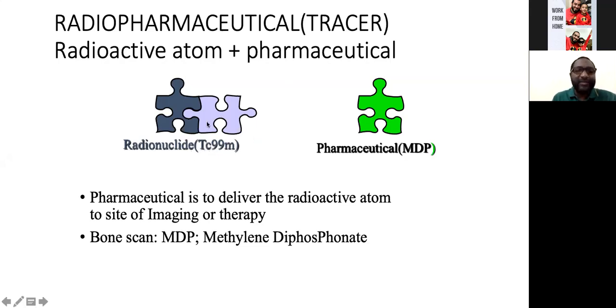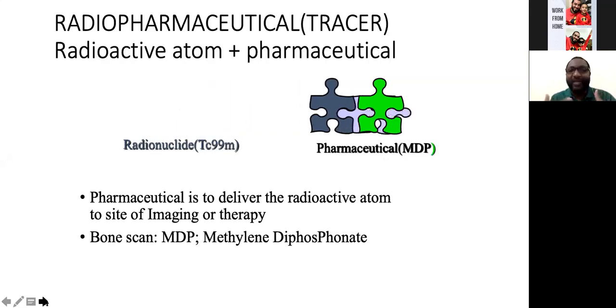So for instance, if you have this as your radioactive atom, and today we are talking about technetium 99m for bone scan, what we have is the radioactive material is technetium 99m, and the pharmaceutical agent for imaging bone scan is MDP, and MDP is methylene diphosphonate. So what we do is we have a laboratory within our department called the hot lab, where the radioactive atom and the radiopharmaceutical is tagged.